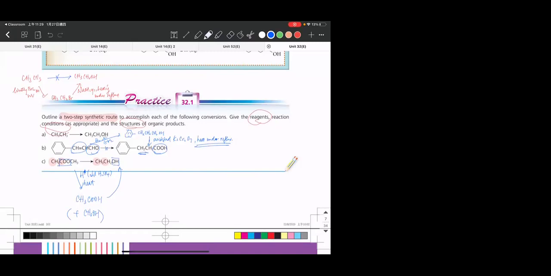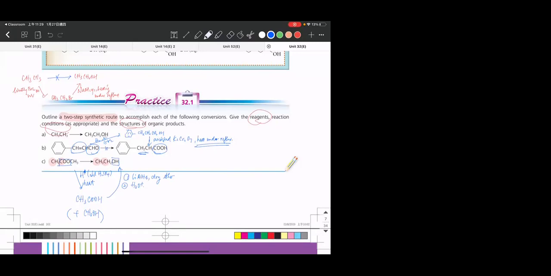Lithium aluminium hydride in dry ether, and then this is a reduction. Do you still remember? It's a reduction, so you would have lithium aluminium hydride, dry ether, H3O plus. Is that clear?